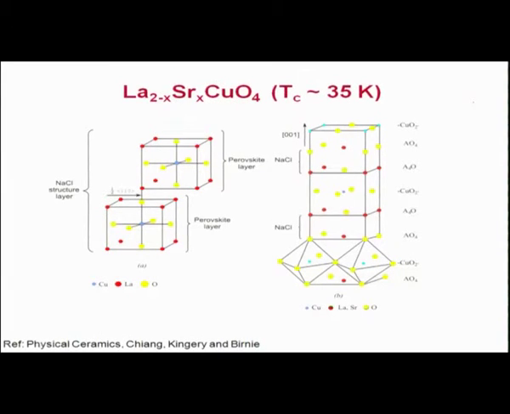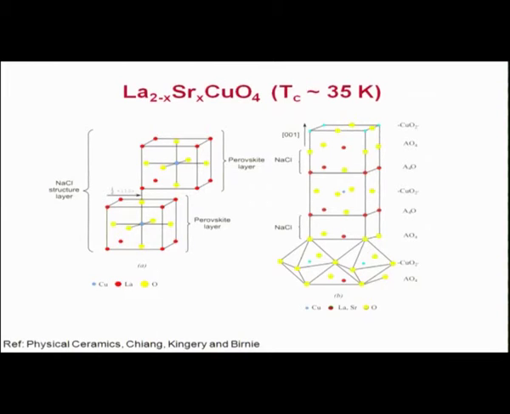So for example, lanthanum strontium copper oxide, this is also a superconductor. Basically the parent compound is lanthanum copper oxide, in which strontium is doped at the site of lanthanum. As a result, you change the stoichiometry of this material to some extent. So the oxygen stoichiometry will change. This has a Tc of 35 Kelvin. This again is built of perovskite layers.